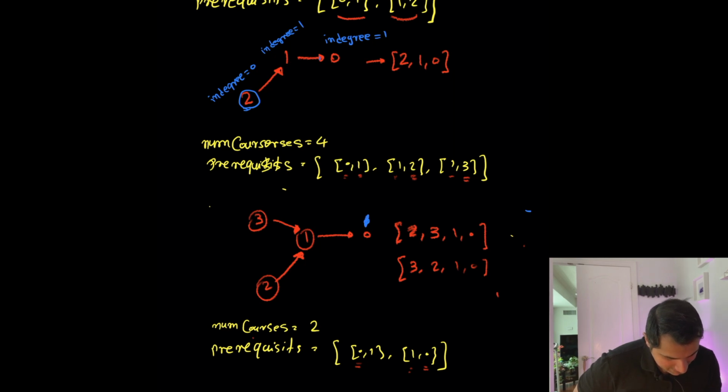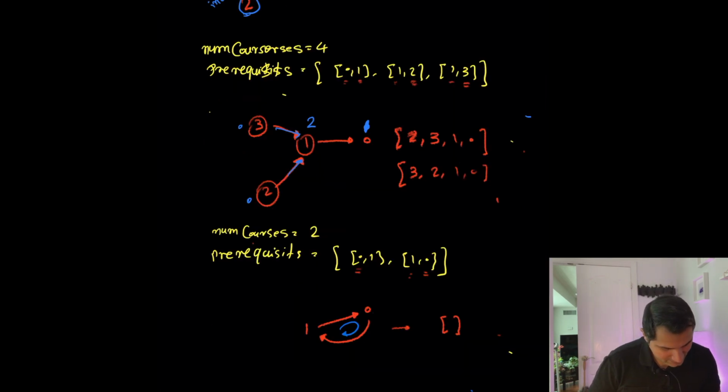For course 1, there are 2 incoming edges, this edge and this edge. So the in degree for course 1 is 2. The in degree for course 2 is 0, and the in degree for course 3 is 0. It's obvious that we can start with either course 2 or 3 because they don't have any dependencies. Their in degrees are 0.